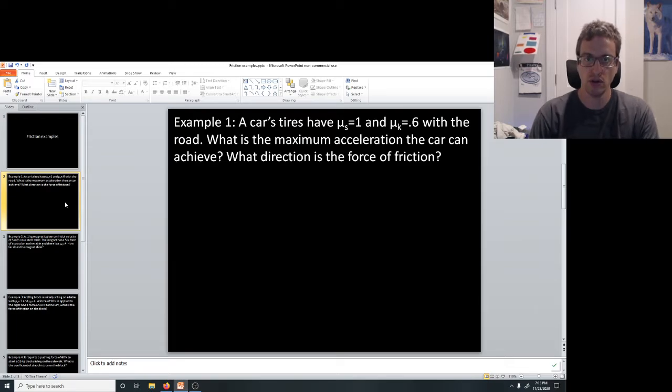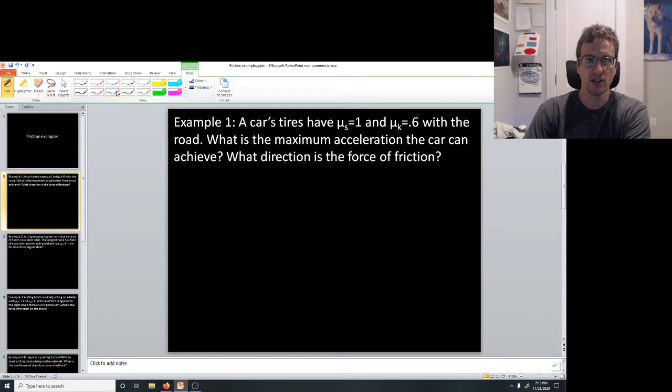Alright, so a car's tires have a coefficient of static friction of 1 and kinetic friction of 0.6 with the road. What is the maximum acceleration the car can achieve? And what direction is the force of friction on them? So this is a really interesting question about how cars actually move. You might think the force of the engine is what causes a car to move, and that's sort of true, but sort of not true.